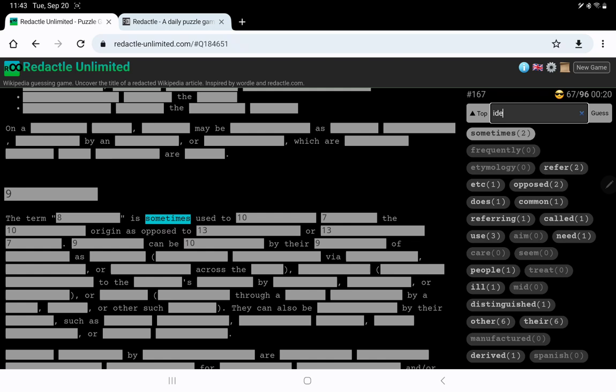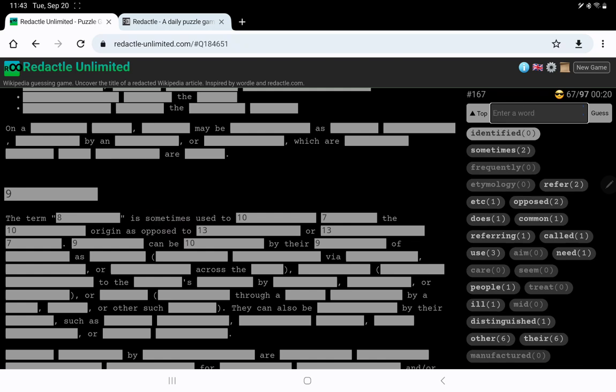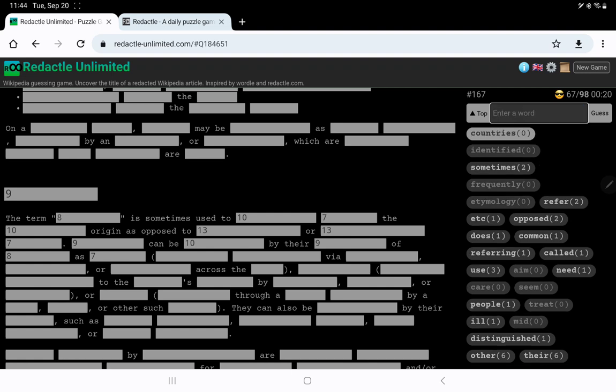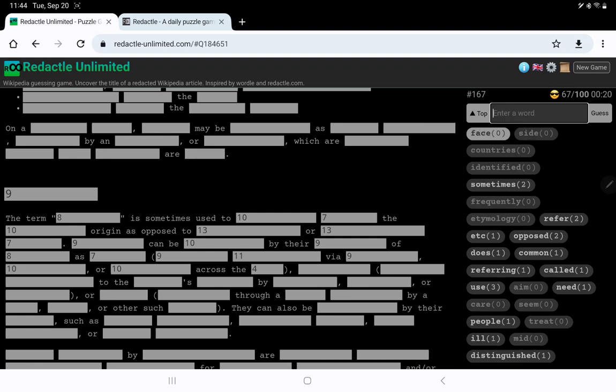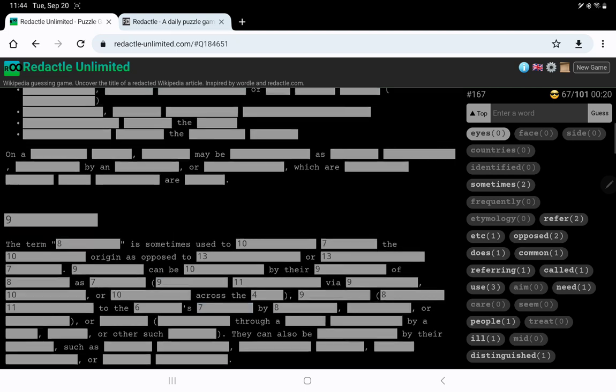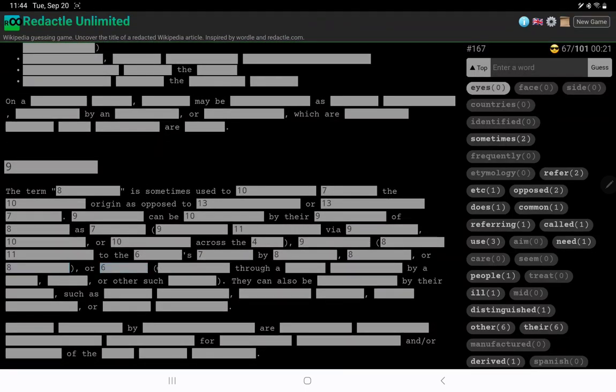can be identified, that was 10. By their countries? No, by their something of 8 as 7. 9, 11 via 9. 10 or 10 across the, or something across the side, across the face, across the eyes, across the hands, across the sea. Oh my goodness. 9, 8, 11 to the 6 is 7 by 8. 8 are 8 are 6.